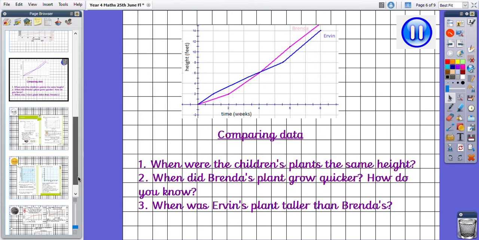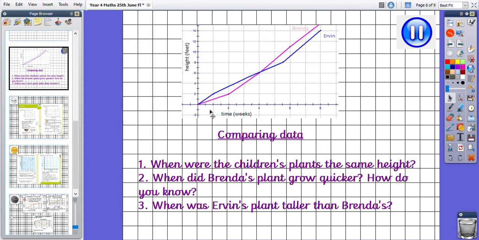Finally then, we have a graph here that shows 2 pieces of data on one line graph. It's showing Brenda and Irvin are each growing a plant. They're growing a corn plant, and this is showing how quickly their plants grew. Brenda's is the line in pink and Irvin's is the line in blue. Our questions then. Question 1. When were the children's plants the same height? This will be the point at which the lines cross each other because they're going to be exactly the same number at the same time. So find that in your line graph and pop down the answer.